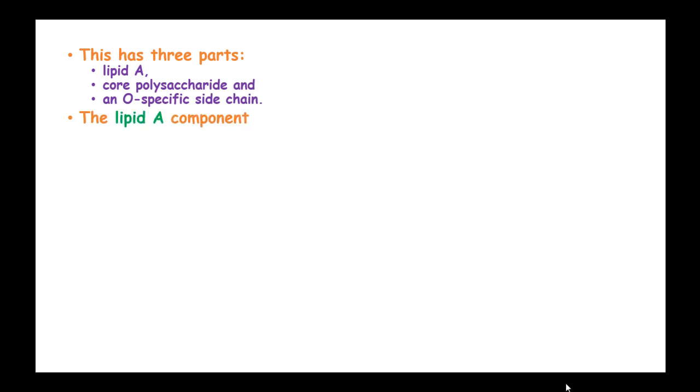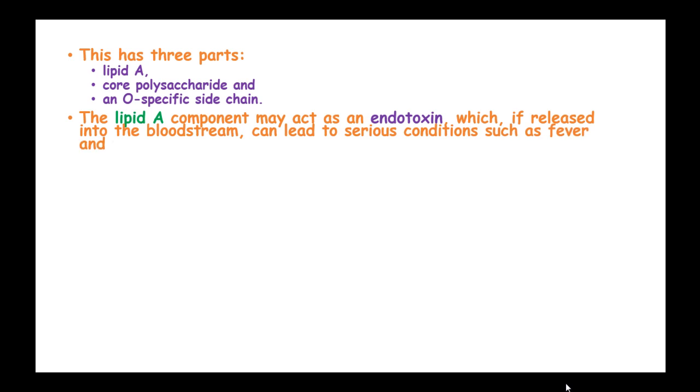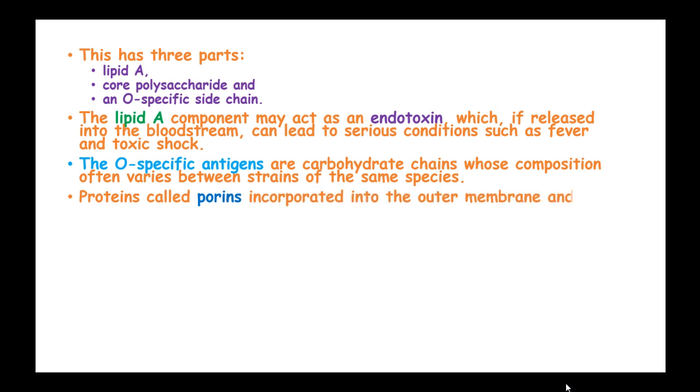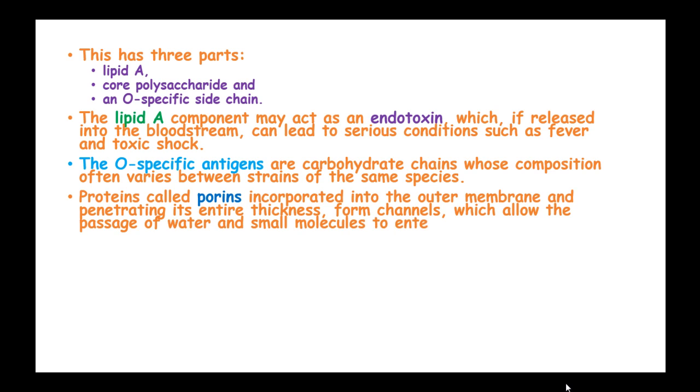This outer layer has 3 parts: the lipid A, the core polysaccharide, and an O-specific side chain. The lipid A component may act as endotoxin which, if released into the bloodstream, can lead to serious conditions such as fever and toxic shock. The O-specific antigens are carbohydrate chains whose composition varies between strains of the same species. Proteins called porins, incorporated into the outer membrane and penetrating its entire thickness, form channels, and these channels allow the passage of water and small molecules into the cell.